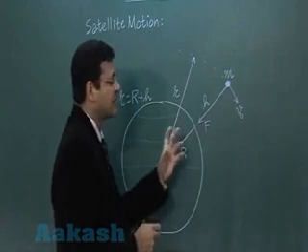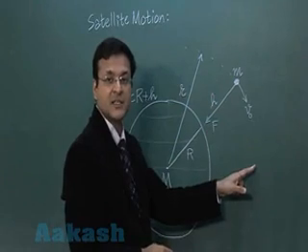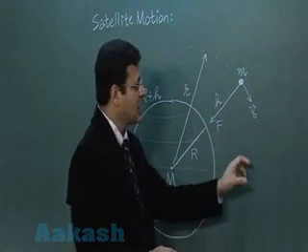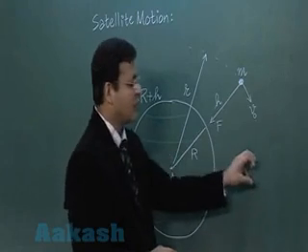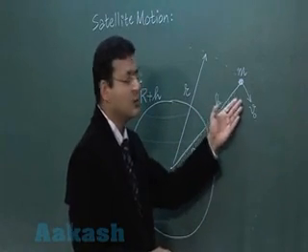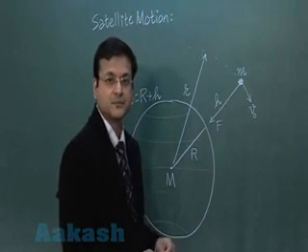This is the gravitational force. Let's suppose after some time the position of the satellite is here. The velocity will be tangential to the circular path, but the force of gravitation will all the time be acting towards the center, and that force will always be perpendicular to the instantaneous velocity of the satellite.